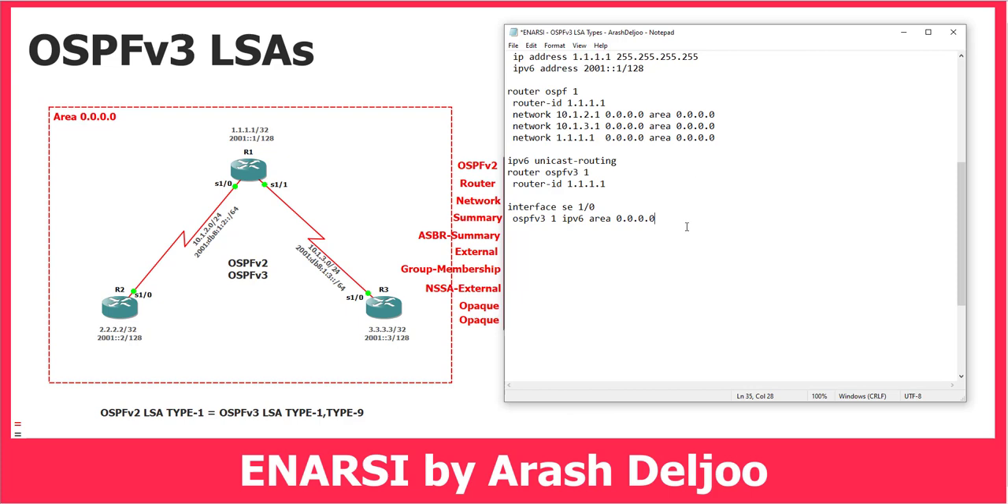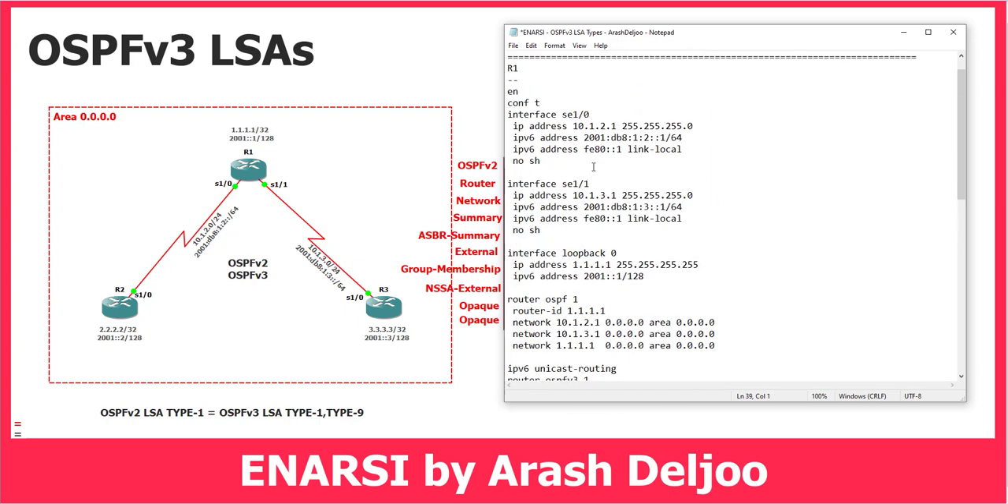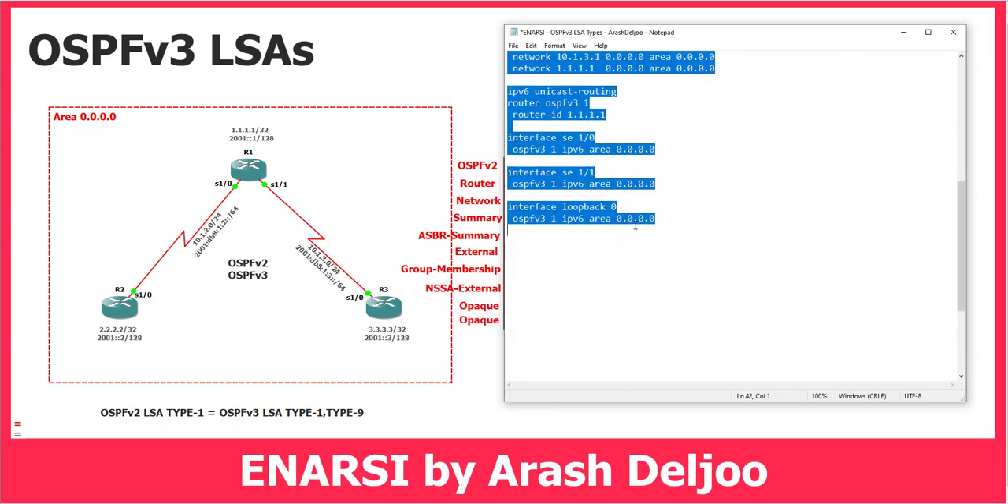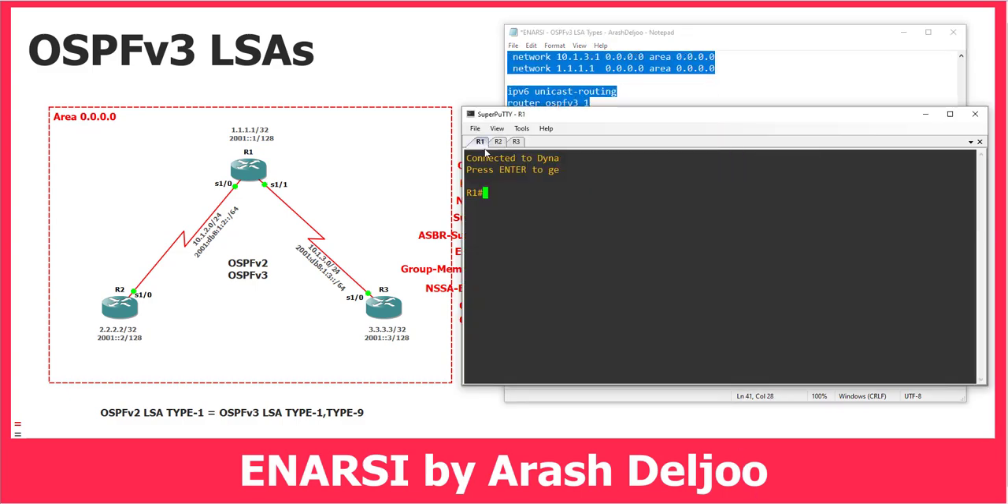That's it. Also, we have two other interfaces. Let me copy this command: interface serial 1/1 and also interface loopback 0. As you can see, the configuration is so easy. Okay, this is the configuration of router 1. Let me copy this configuration onto router 1. Okay, this is the configuration of router 1 here.